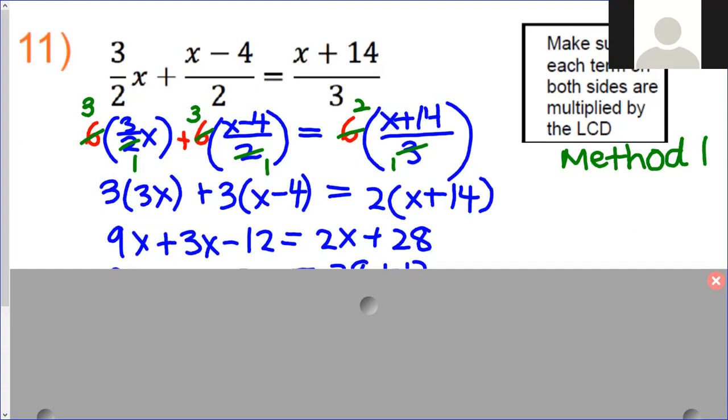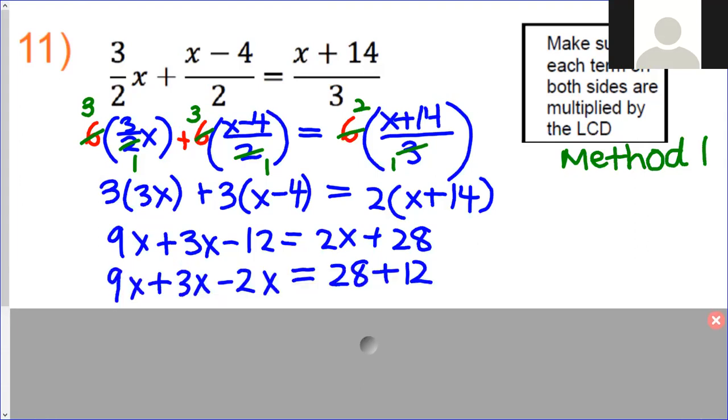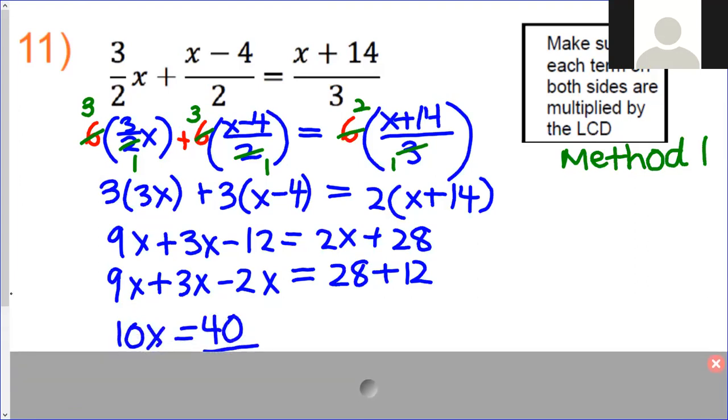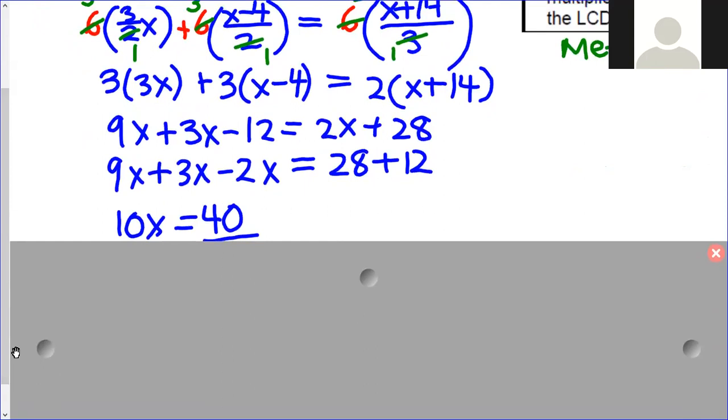Okay, so when I move everything over, how many x's do you get? Has anyone got that far? 3, okay, let's see. 9 plus 3 minus 2, oh, close. 9 plus 3 is 12x minus 2x, right? And then we have 28, -12, when it moves over, it becomes a +12. So you should get 10x is equal to 40.